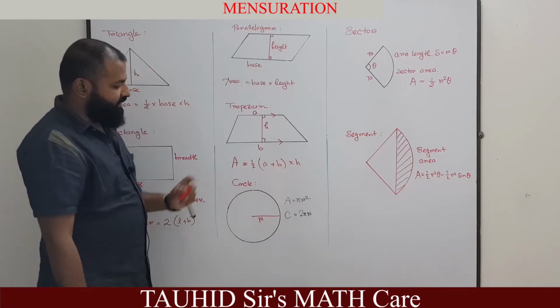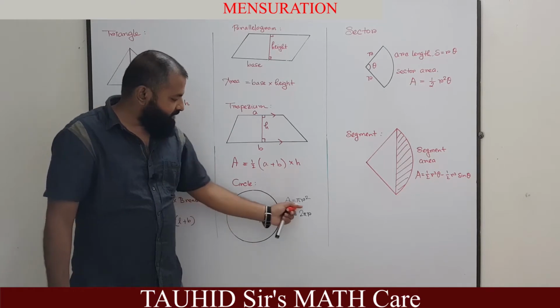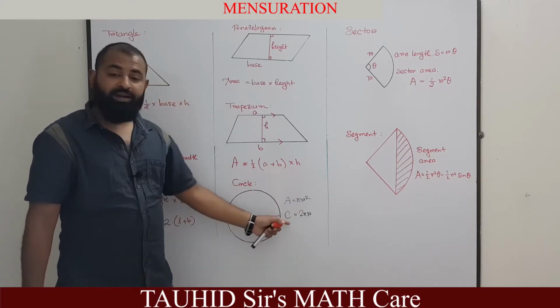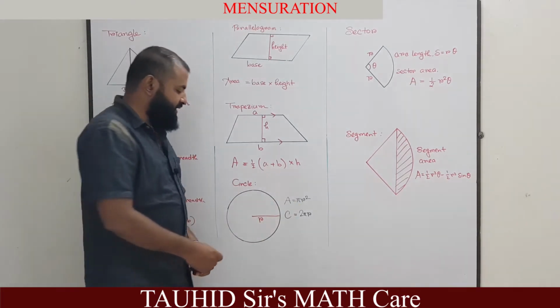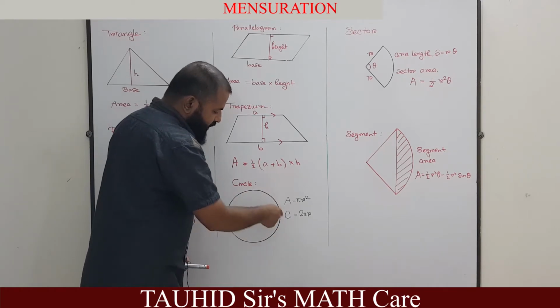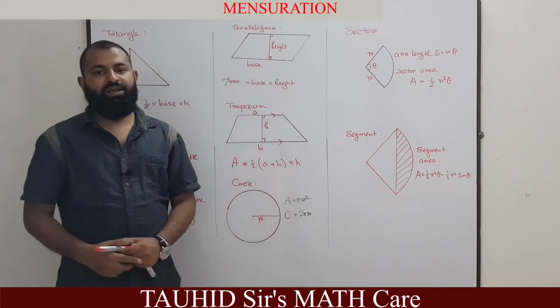lines. Circle: the area of a circle is pi r square and the circumference is 2 pi r. Circumference means the total boundary length of the circle, which is 2 pi r.